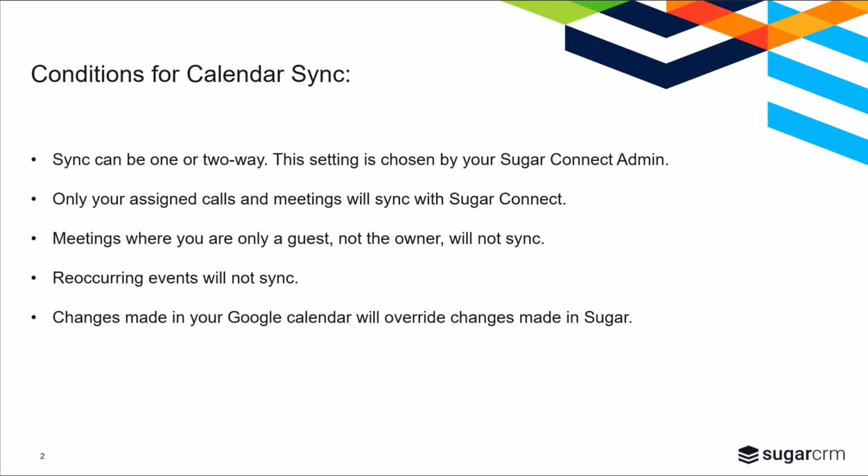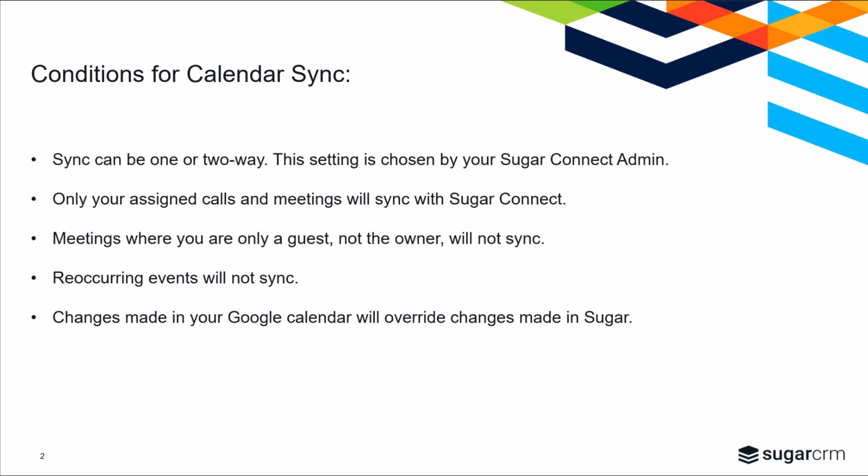There are some rules for setting up the calendar sync, so let's review those first. Calendar sync can be a one- or two-way sync between Sugar and your Google Calendar. With one-way sync, Google Calendar events will sync to the Sugar Calendar, but not from the Sugar Calendar back to the Google Calendar. With two-way sync, the Google Calendar and Sugar Calendar events will sync bidirectionally.